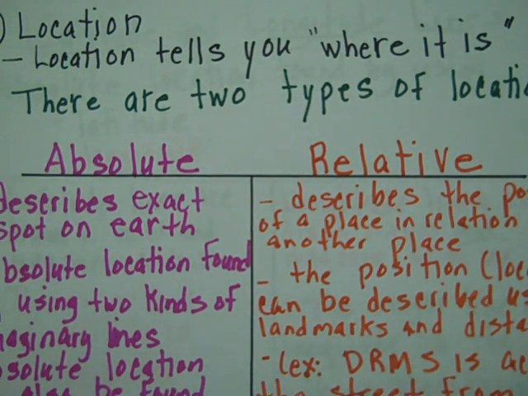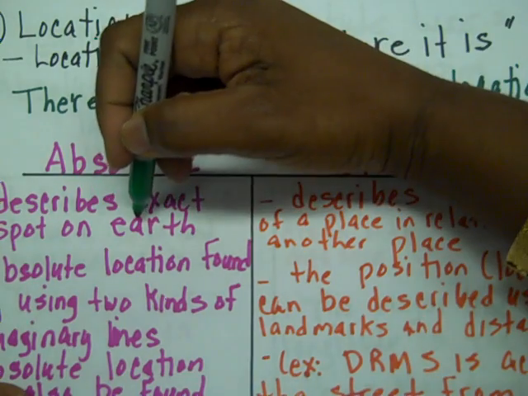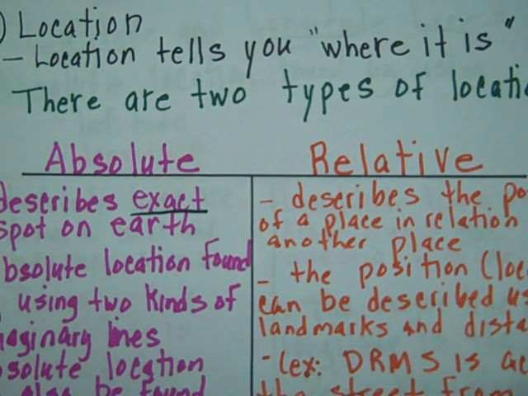The first theme of geography is location. There are 2 types of location, absolute and relative. What does location tell you? Location pretty much tells us where it is. Absolute location is found by using 2 specific line types, latitude and longitude. We'll talk about that in just a second. It describes the exact spot on Earth. It tells us exactly where it is.